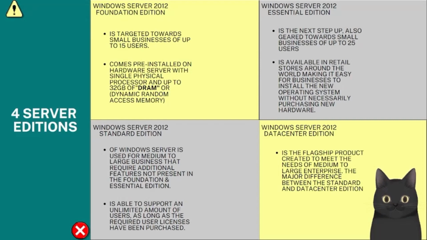So Windows Server has 4 editions. So we have here the Foundation Edition, Essentials Edition, Standard Edition, and Datacenter Edition. First was the Foundation Edition. It is targeted towards small businesses of up to 15 users, comes pre-installed on a hardware server with a single physical processor and up to 32 gigabytes of DRAM or dynamic random access memory. This should be implemented in environments where features such as file sharing, printer sharing, security, and remote access are required.